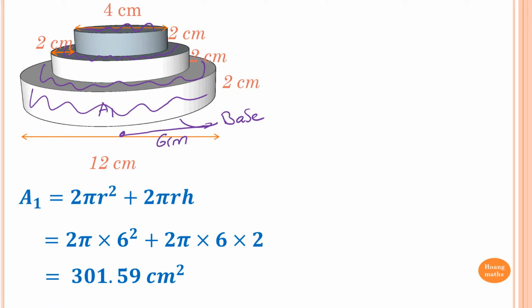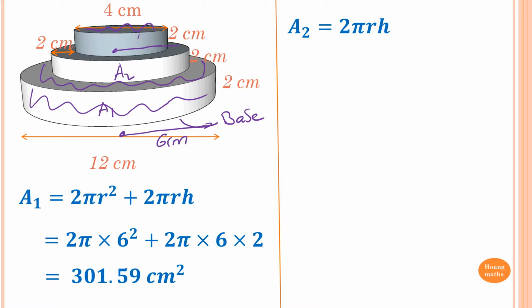Now I need to find these two curves here. What's left is this curve and this curve here. To find the area of this curve, I label it A2. The area of the curve, of course, A2 is 2 pi rh because it doesn't have the top and the base, just the curve itself. The radius of A2: from here to here is 4, add another 2, from here to here is 2, add another 2 is 4. So the radius is 4 centimeters.